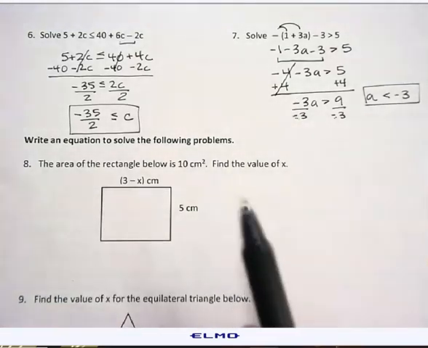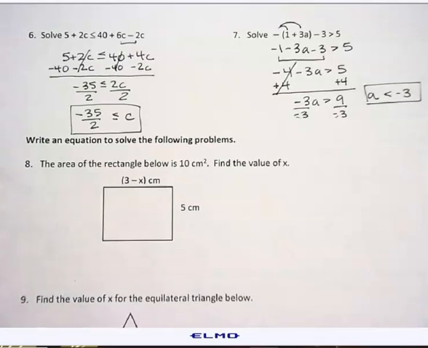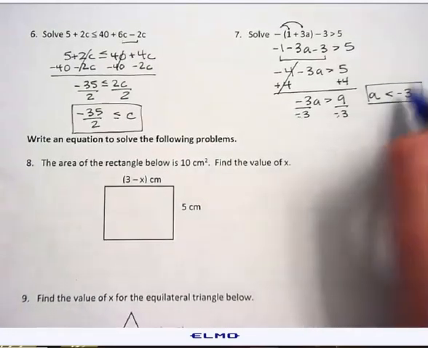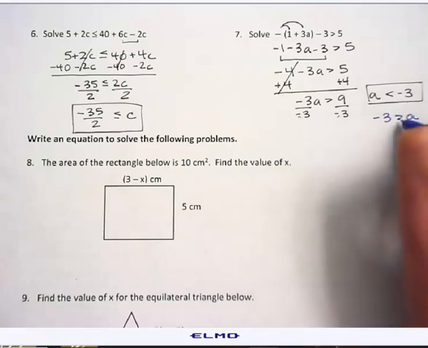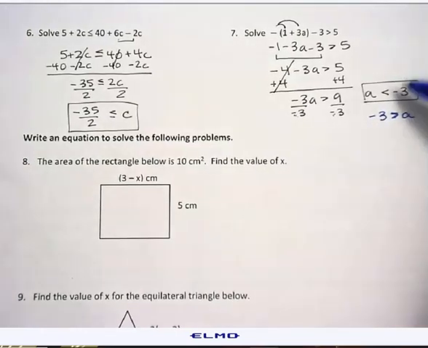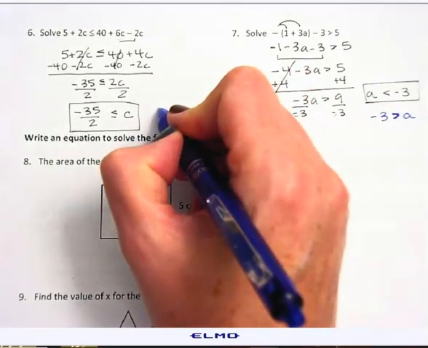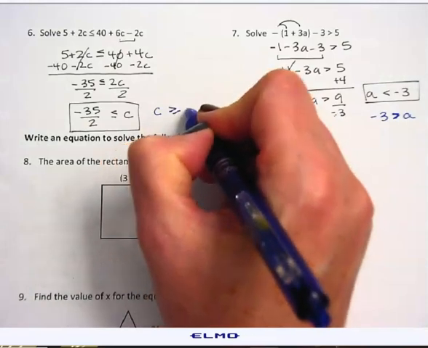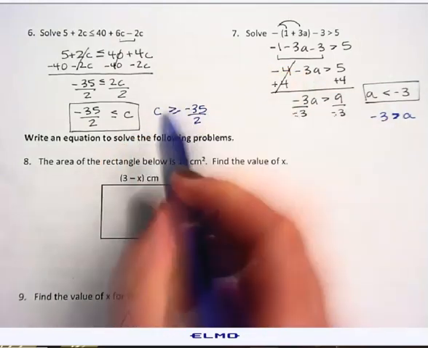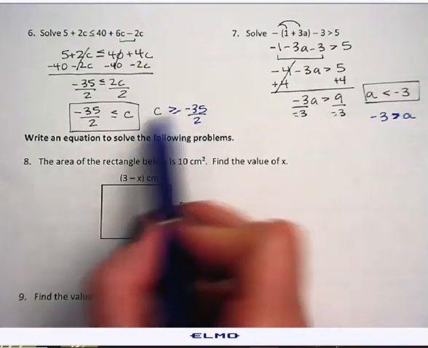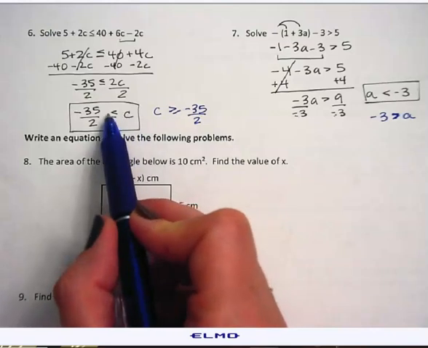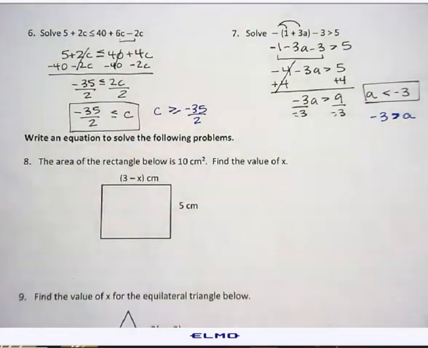And if you ever move your variables to different sides than I do, remember that a less than negative 3 is the same as this. See how the inequality symbol is opening to the negative 3 here and opening to the negative 3 here? Those are equivalent. Over here, the equivalent inequality would look like this. The inequality symbol opening up to the c and pointing to the negative 35. Over here, it's opening to the c and pointing to the negative 35.